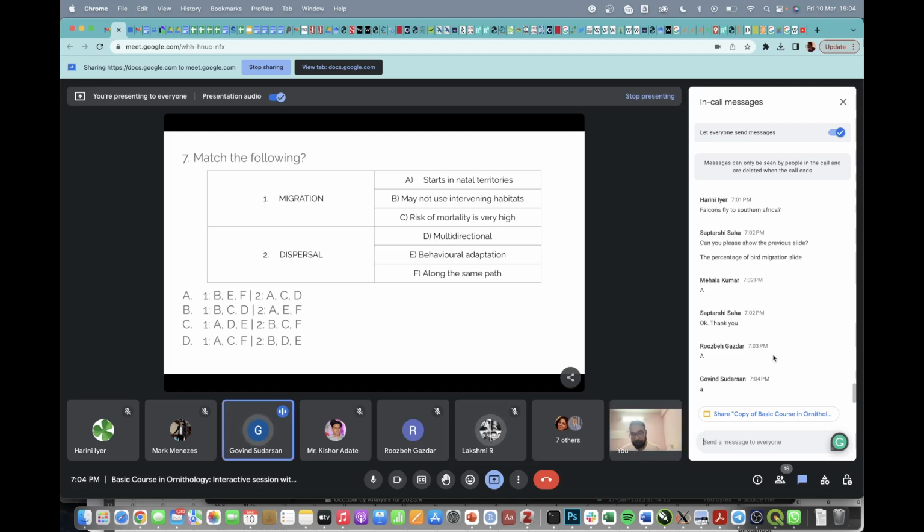Sir, when risk of mortality is taken into account, do we include anthropogenic dangers or the natural dangers? Let's not take anthropogenic for now. We'll take only the natural ones. No, I mean the risks involved. Does it include human-related risks or the risks that the birds would have naturally faced? Naturally faced. Okay, sir. Thank you.